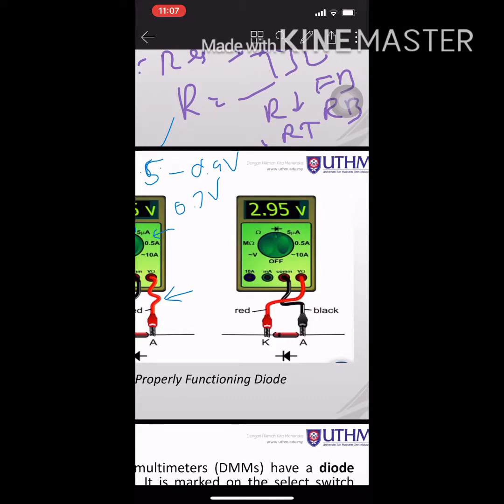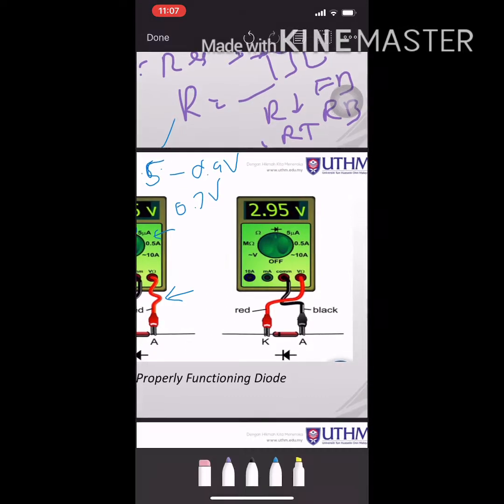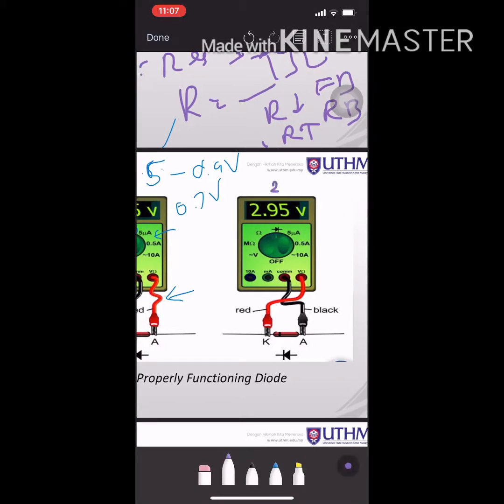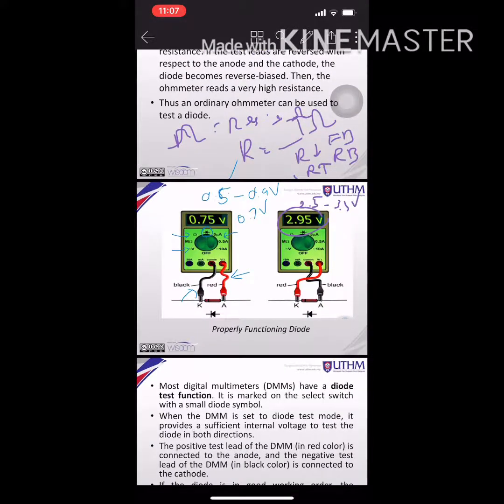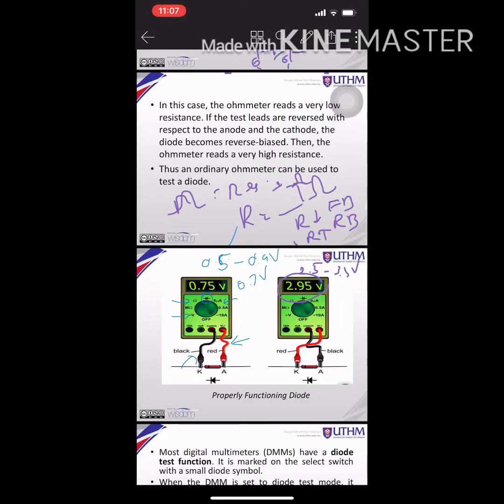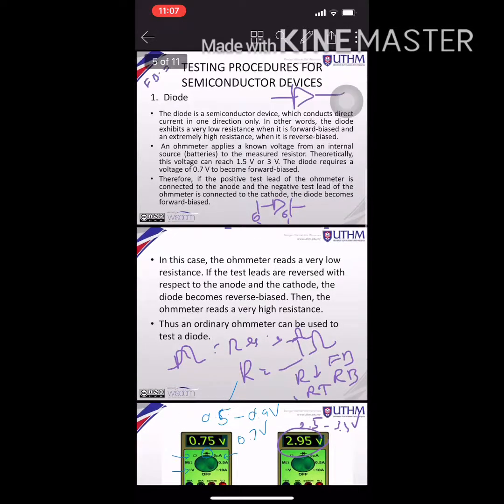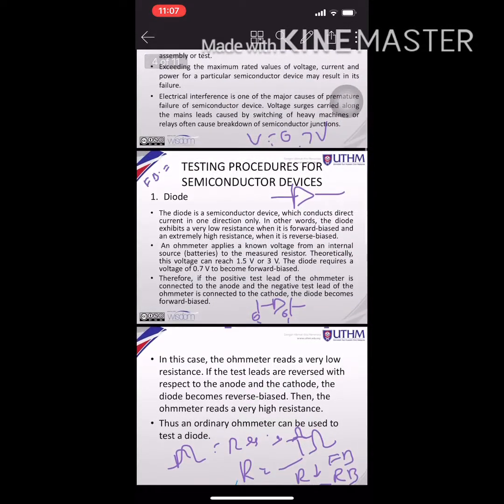Okay, so typically the value will be between 2.5 to 3.5 volt. Okay, so if the value is between 2.5 to 3.5, it means that the diode is in terms of the reverse bias. Alright, so I think all of you will understand this one.